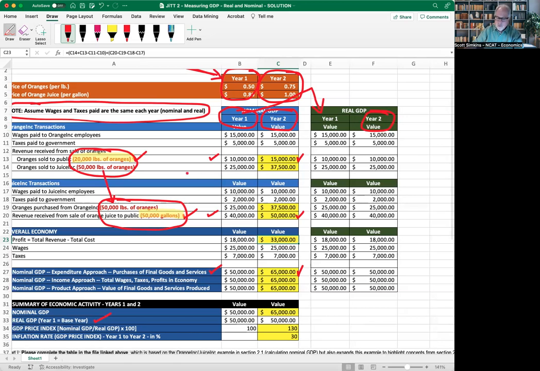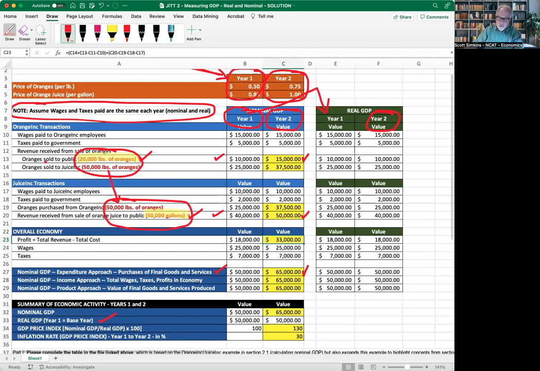But what hasn't changed is the oranges sold to the public are the same in year 2 and year 1. The oranges purchased from Orange Inc. and sold by Orange Inc. and purchased by Orange Inc. to make the juice, they're the same. 50,000 gallons of orange juice was bought by the public and also produced, and that hasn't changed. So it's the same output being produced, right?